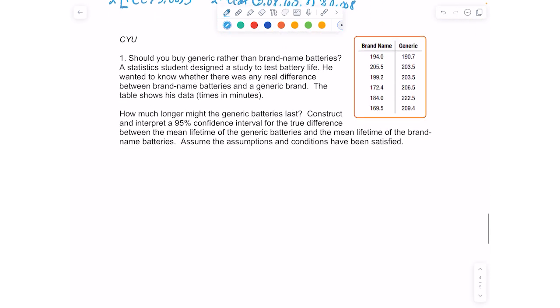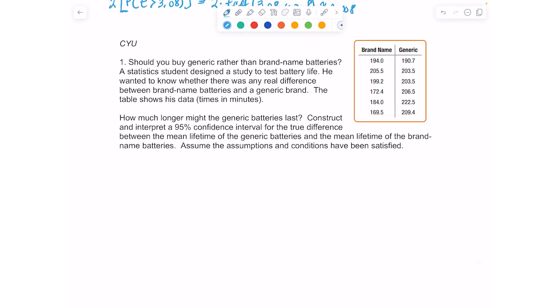Okay, there's 2 problems here for you to try. One of them is a confidence interval. The other is a hypothesis test. So I would recommend pausing the video to read the problem and then to work them out. And then you can unpause when you're ready to go over it.